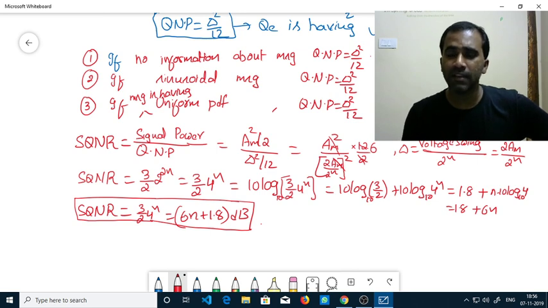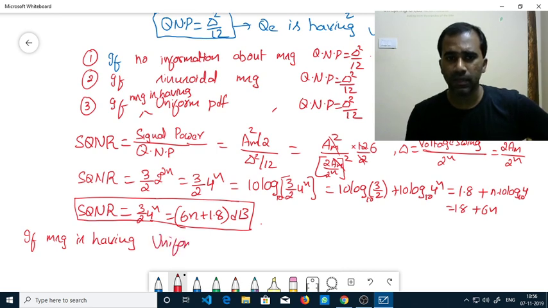When the message is having uniform PDF, then the formula will change a little bit. Why? Because signal power will change. If the message is having uniform PDF, then definitely quantization noise power will not change, it is del square by 12 only, but signal power will change.